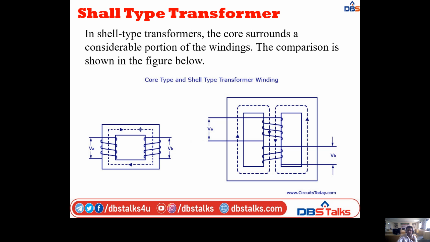Here, this is the shell type transformer. On the left side we have the shell type transformer, on the right side we have the core type transformer. These are the symbolic representations for the core and shell type transformers. In shell type transformers, the core surrounds a considerable portion of the windings. The diagram below gives the comparison between the core type and shell type transformers.